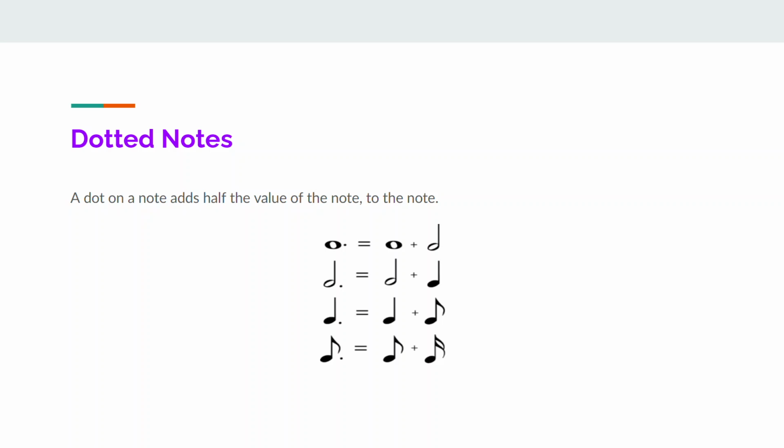So you see, a whole note is the whole amount of a bar. That's the whole value of the note. A half note is half the value of a whole note, and a quarter note is half the value of a half note. An eighth note is half the value of a quarter note, and a 16th note is half the value of an eighth note.